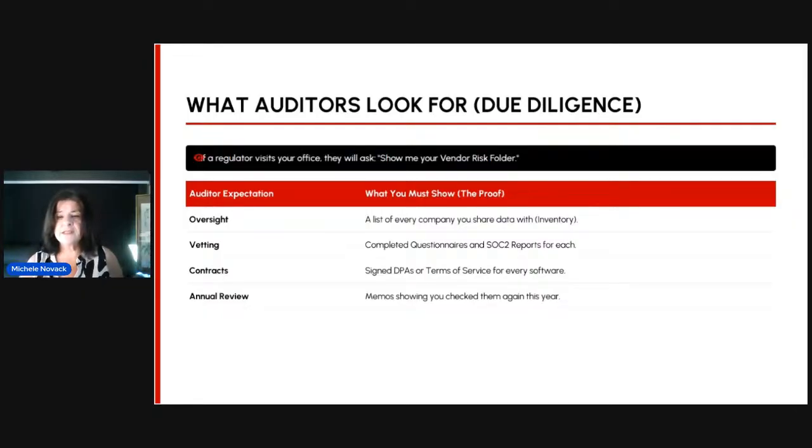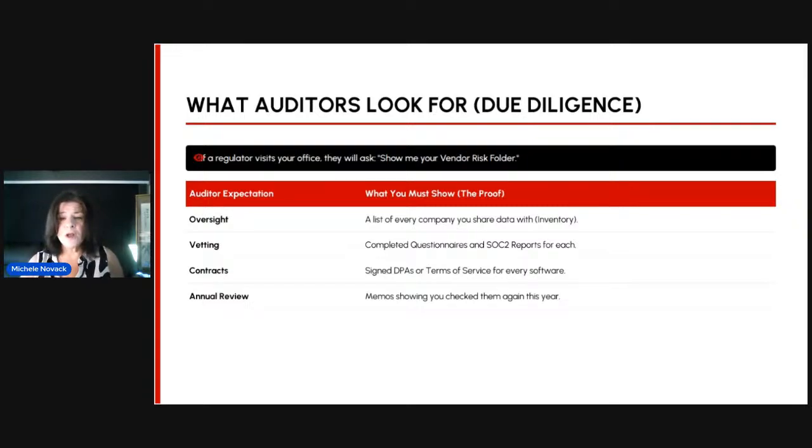If an auditor sees you have an inventory but no SOC 2 report, they will flag you as an inadequate oversight, which carries fines up to $50,000 per violation. And I don't say that lightly, right? This is about education today and educating yourself. And that's why you're here and you're joining us. And it's very important that you understand the impacts of non-compliance.